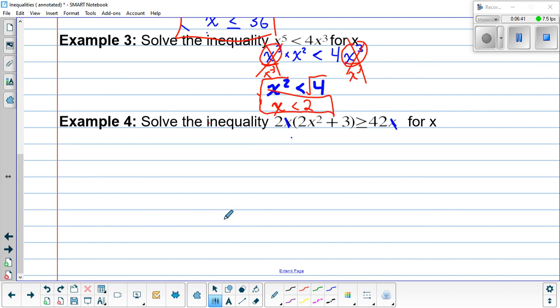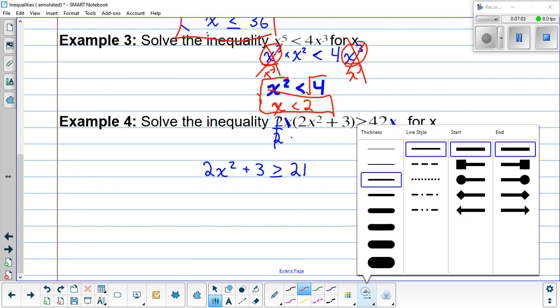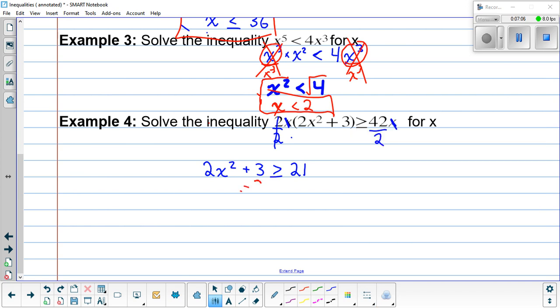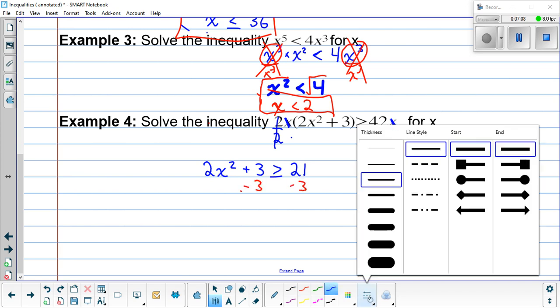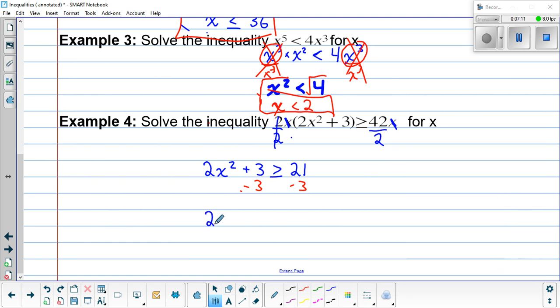So, we have 2 on the left, 42 on the right. So I'm going to divide by 2 and divide by 2. Okay? On the left then, I know I can just cross out everything in front of the bracket. And so, really quickly, I have 2x squared plus 3 is greater than or equal to 21. Okay? So, let's subtract 3 from both sides. That's going to leave us with 2x to the power of 2 is greater than or equal to 18.